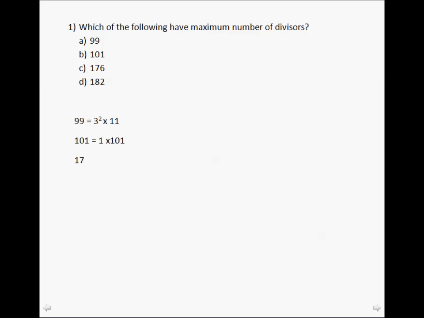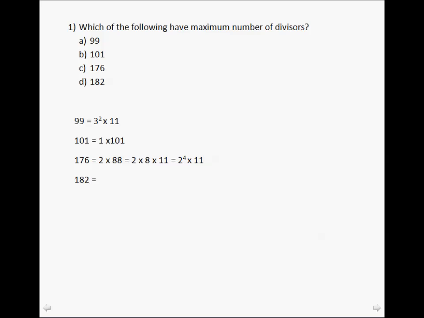Next is 176. 176 is written as 2 into 88, which again can be written as 2 into 8 into 11, which is equal to 2 raised to power 4 into 11.